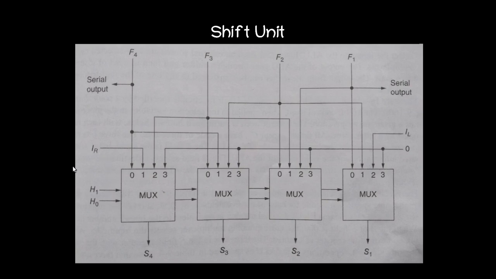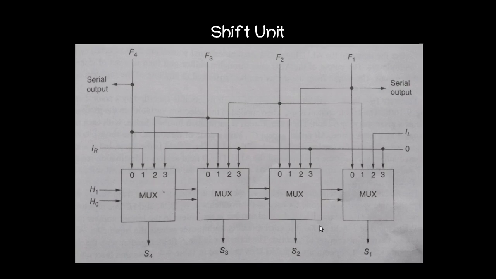So in the case of right shift, we have to give some value through the IR serial input, and for left shift we have to give some serial input that will be given through the IL input. So IL is for giving serial input, and IR is also for giving serial input, based on whether we are performing left shift or right shift.